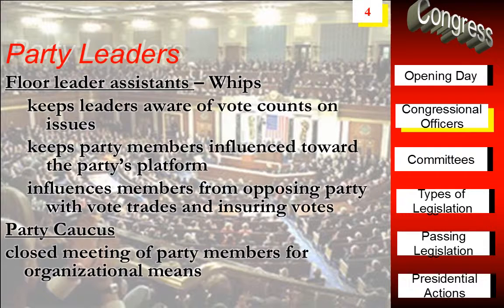A lot of this takes place in these special meetings called party caucuses. It's a closed meeting for the political party members for organizational purposes. So these are some of the congressional leadership positions that have developed over time in the Congress in order to, again, organize the members in order to get something done.